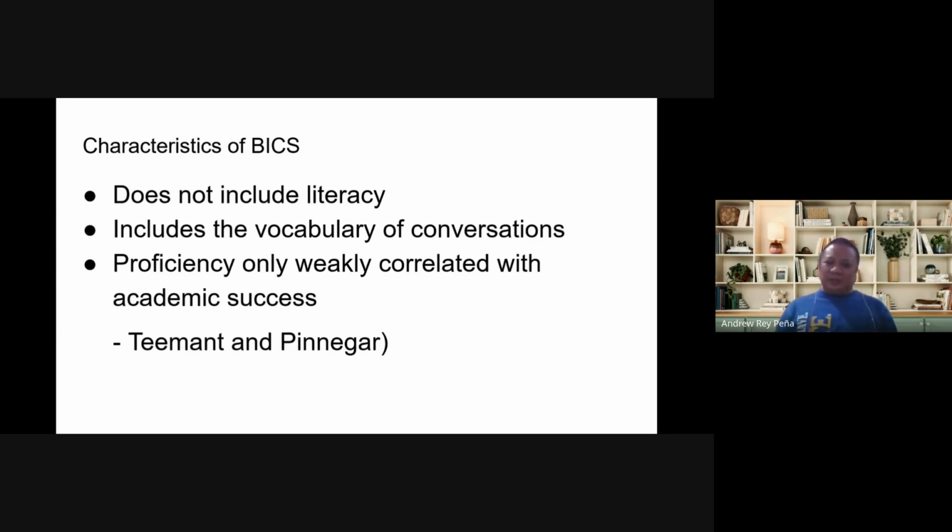There's a lot of contraction. Going to becomes gonna, cannot becomes can't, and there are many what we call idioms. There are lots of idioms in conversations. And being proficient with BICS has very little correlation with academic success. So if you're good with BICS, it's just a small, a weak correlation with academic success.